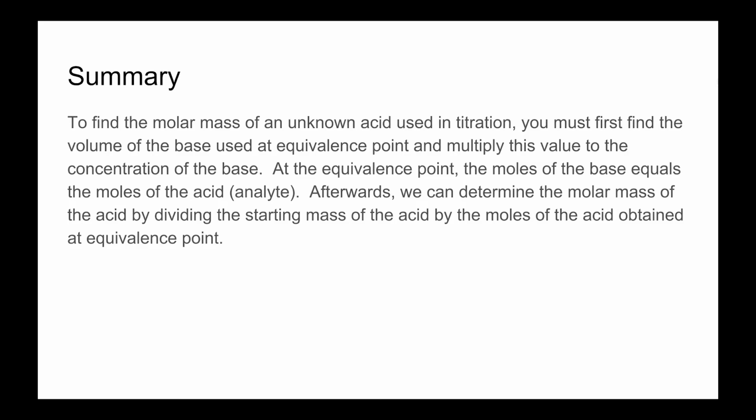To find the molar mass of an unknown acid, you must perform a titration. Then you will find the mass of the acid used. Afterwards, you must find the moles of acid used in the titration. Finally, you must find the molar mass of the acid using the formula molar mass equals grams over moles.